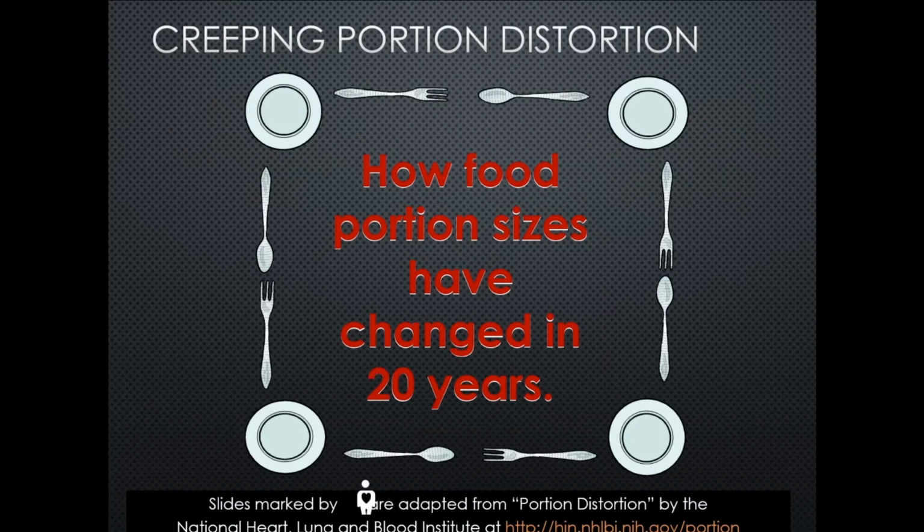So in this picture, you'll see creeping portion distortion, how food portion sizes have changed in 20 years. And if you look at the plates that are in the square, you'll notice there's a ring inside of it. These plates were made so you know where the food stops. You're not supposed to bring food all the way out to the rim, only to the circle.